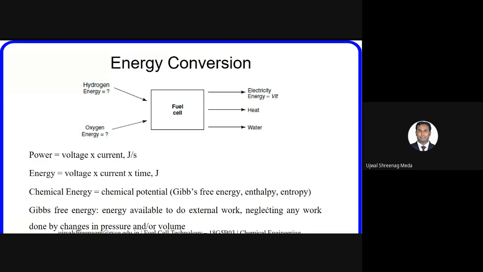And coming to the chemical energy, it is also known as the chemical potential. So this chemical potential consists of three terms. Okay, so Gibbs free energy, enthalpy, and entropy. And let's look into each of these terms.